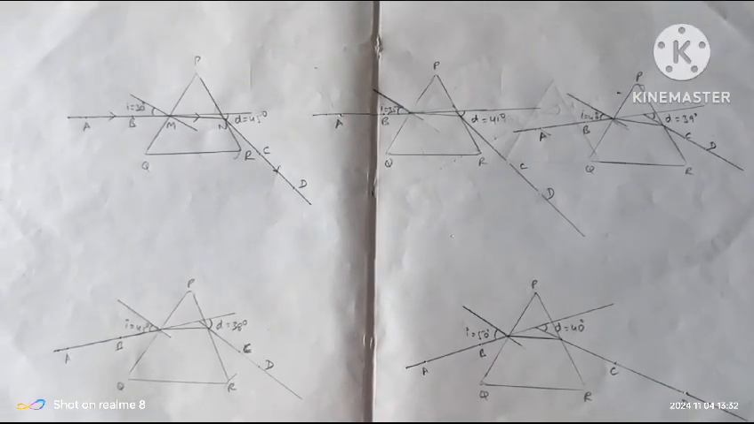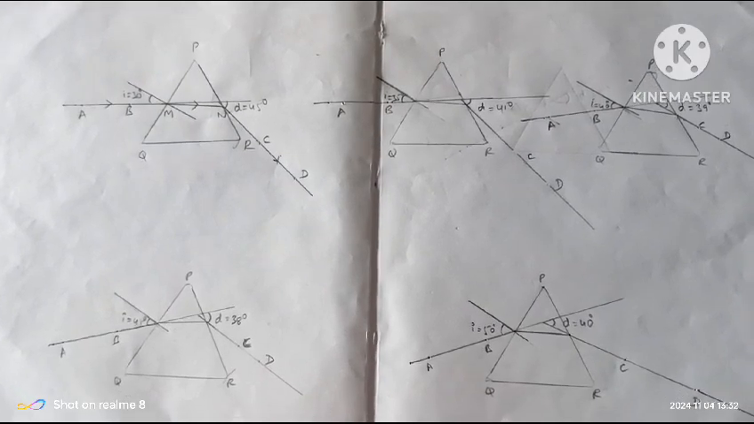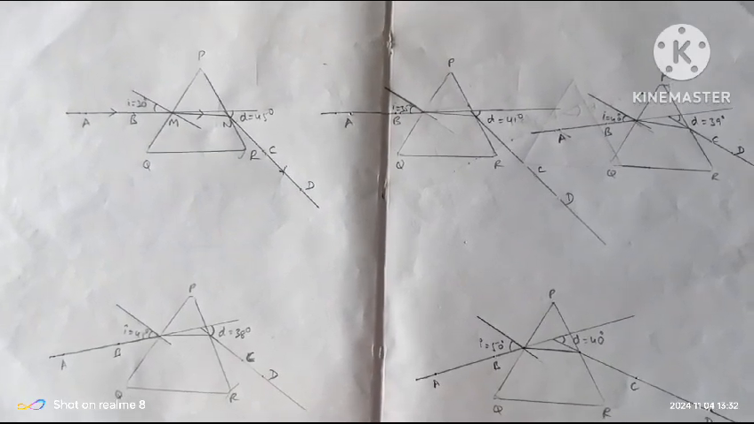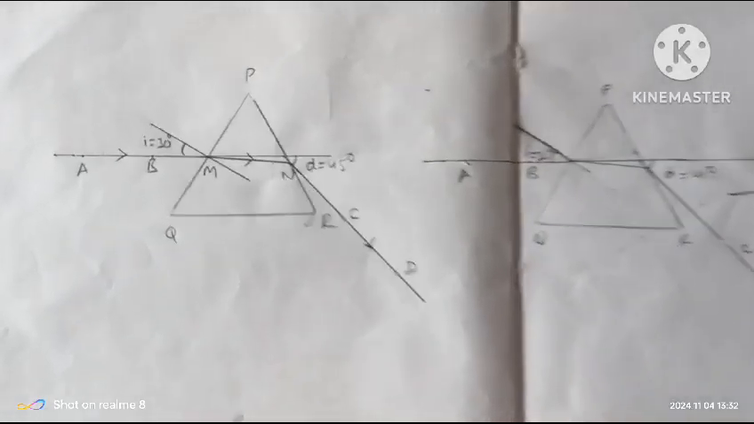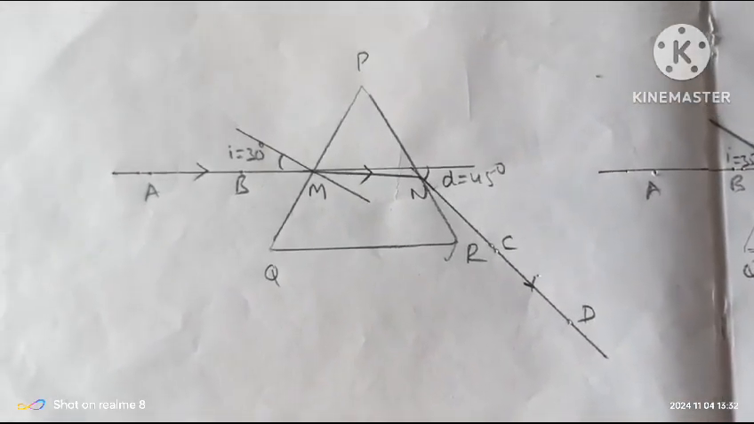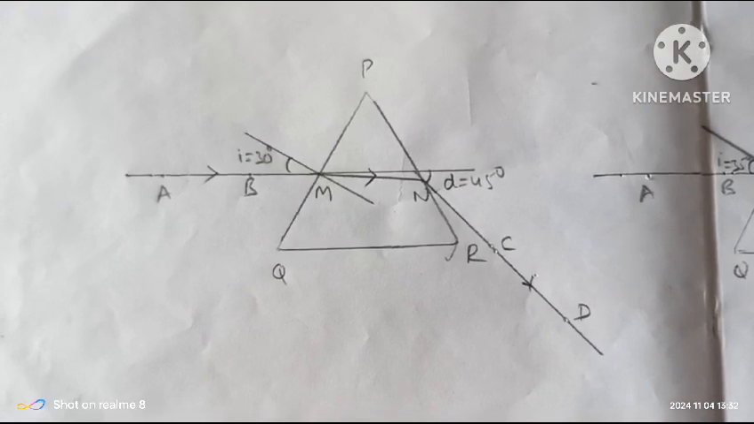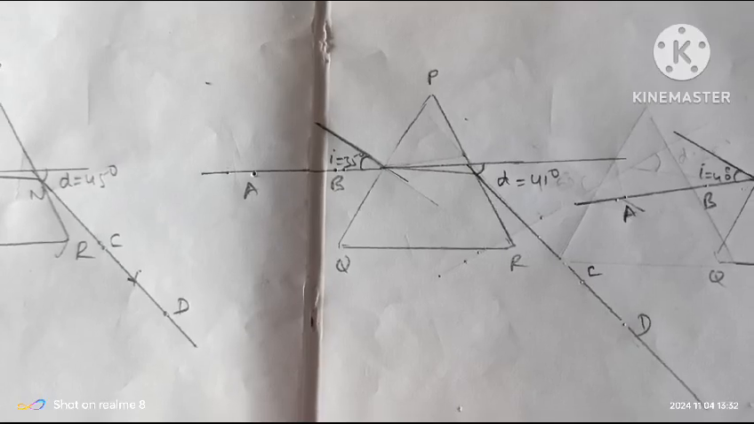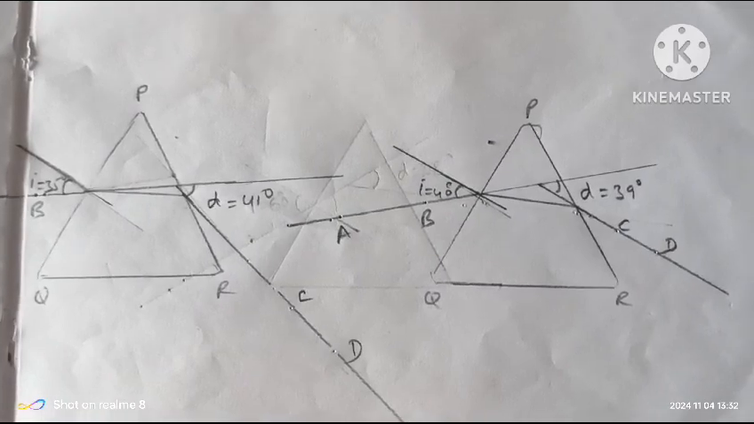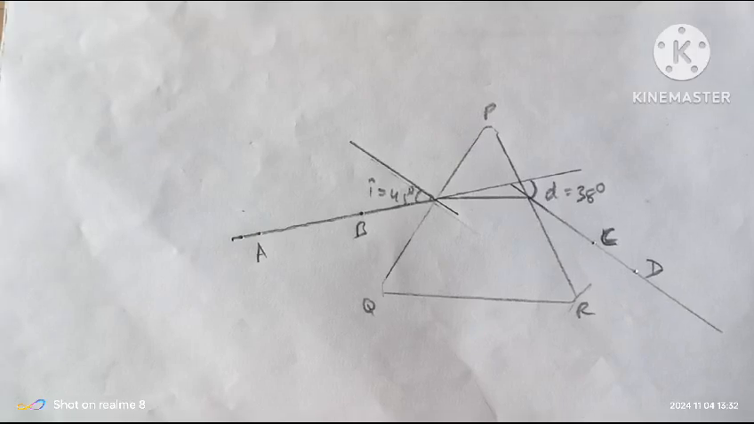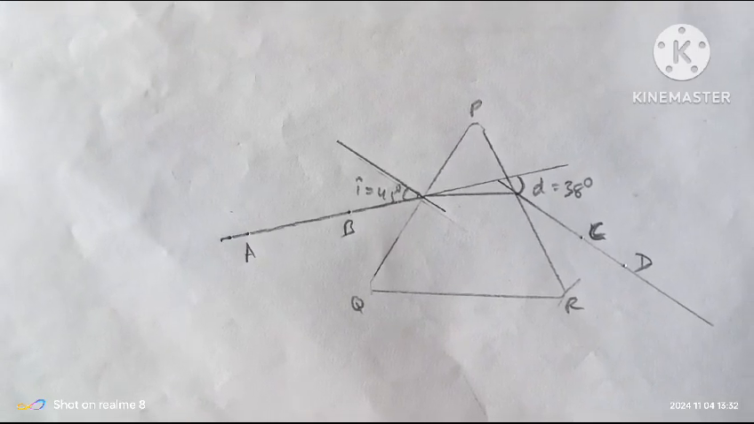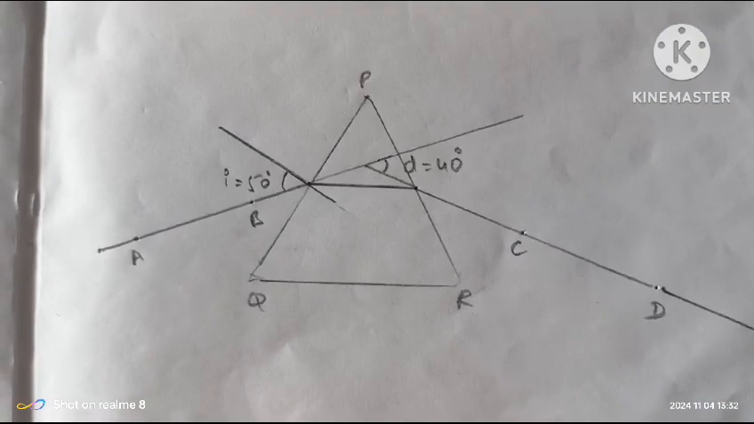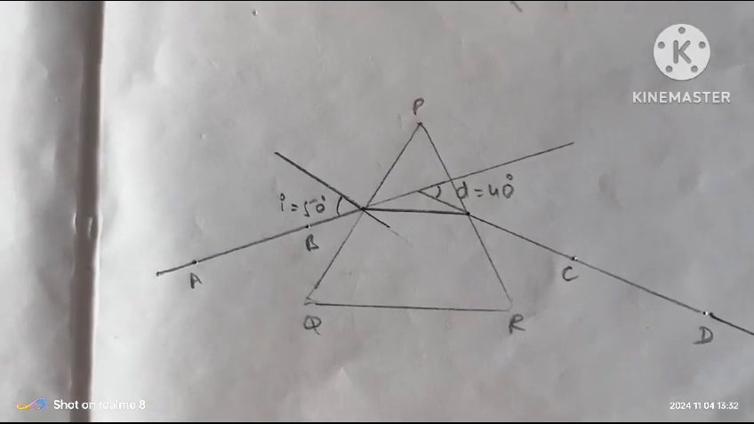Students, I have conducted 5 experiments by taking angles of incidence. First, I is equal to 30 degrees, then I get angle of deviation 45 degrees. Second, I is equal to 35 degrees, I get D is equal to 41. When I is equal to 40, I get D is equal to 39. When I is equal to 45, I get D is equal to 38. When I is equal to 50 degrees, I get D is equal to 40 degrees.